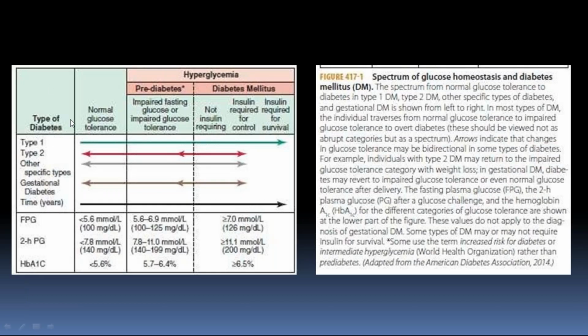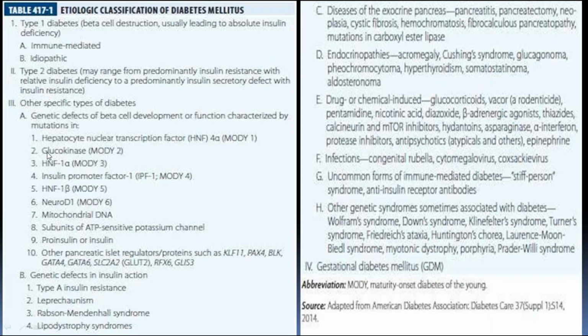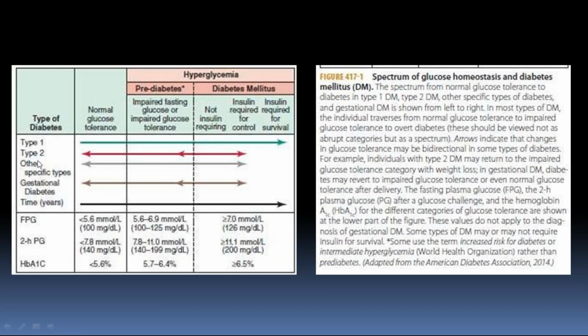So this is a table which will give you a lot of clues about the types of diabetes. Here we can see type 1 diabetes mellitus, type 2, and other specific types of diabetes. We have gestational diabetes mellitus that you see in pregnancy. So in this table, you have the normal glucose tolerance, and then you can see the pre-diabetes value, which in some places, like according to the World Health Organization, is called increased risk for diabetes, or intermediate hyperglycemia, the alternate names used for pre-diabetes. After pre-diabetes, there is full-blown or overt diabetes mellitus.